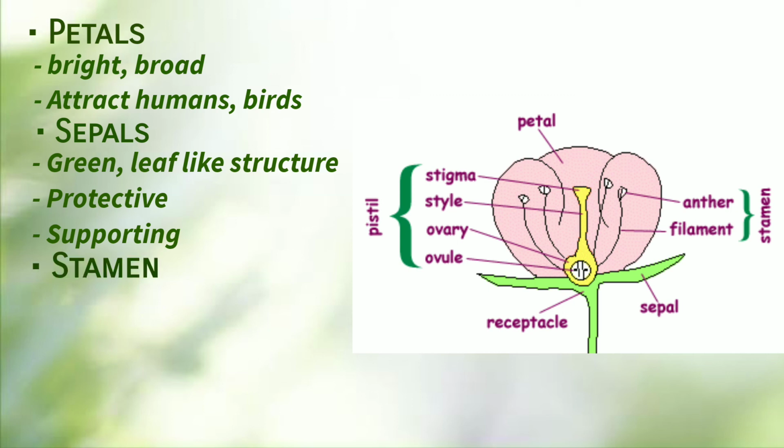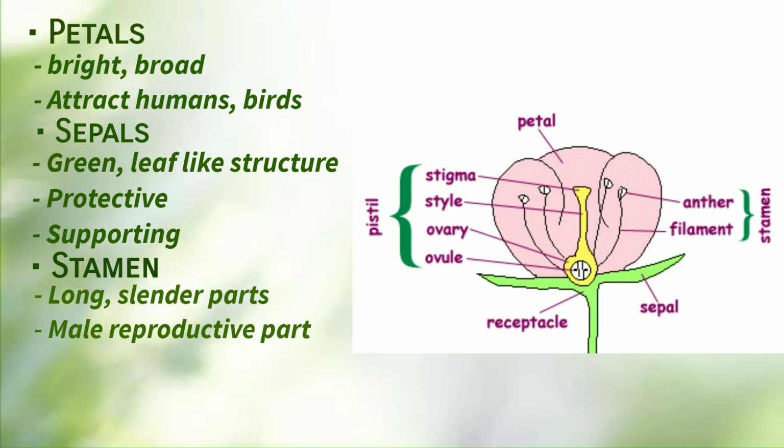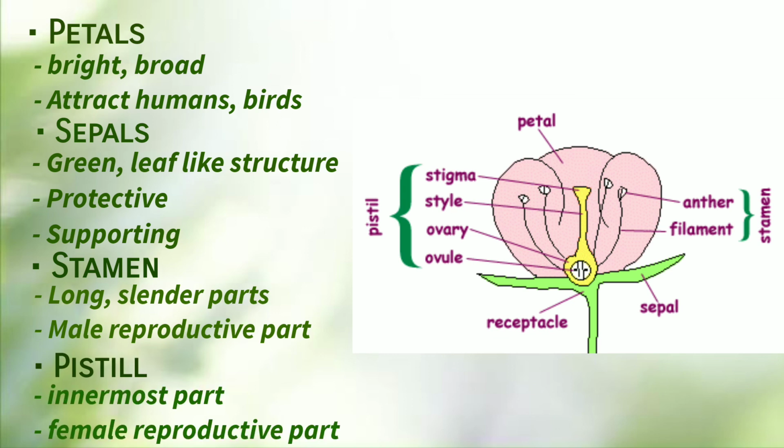Next, stamen. These are the long and slender parts of the flower that become visible upon removing the petals and sepal of a flower. The stamen is the male part of a flower. The stamen is made up of two parts, filament and an anther. Next, pistil. This is the innermost part of the flower. It is the female reproductive part of the flower. It can be divided into three parts: stigma, style and ovary.